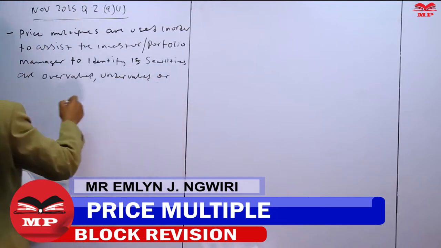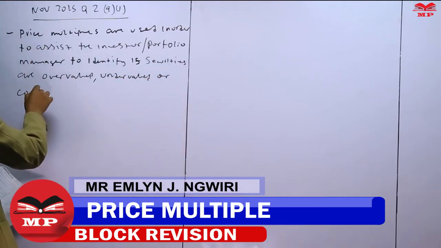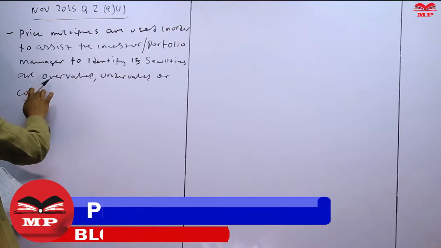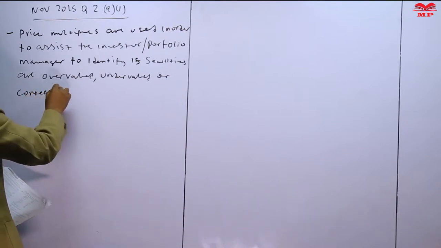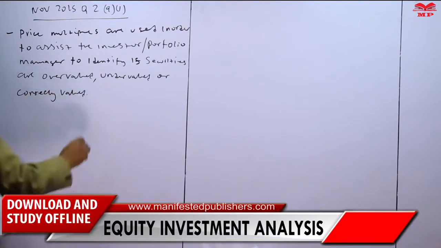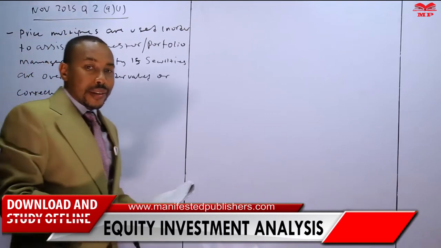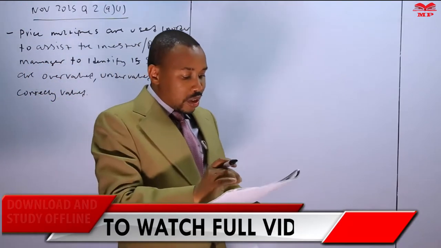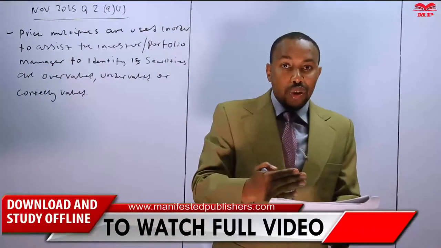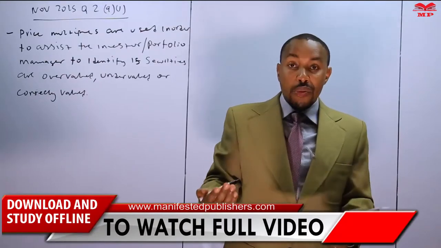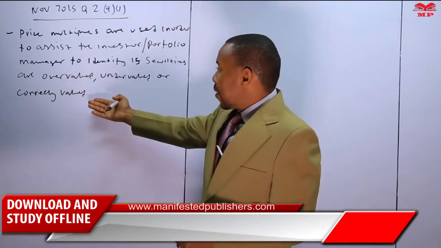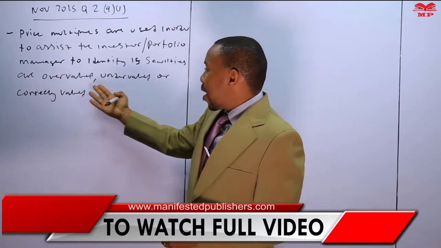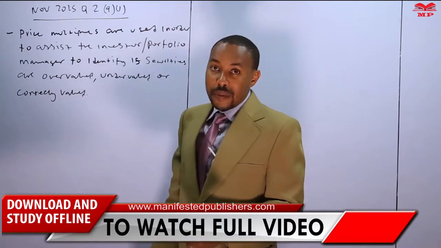Or correctly managed. Correctly managed. And that's it. That's what the examiner is asking us to do. They want us to identify why price multiples are used in equity valuation. The reasons are there to determine whether the shares are overvalued, undervalued, or correctly valued.